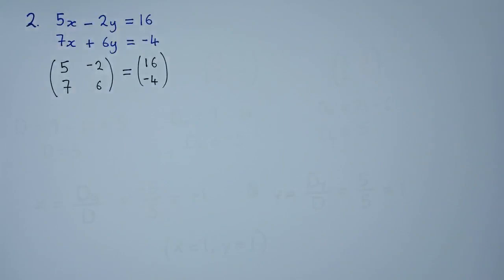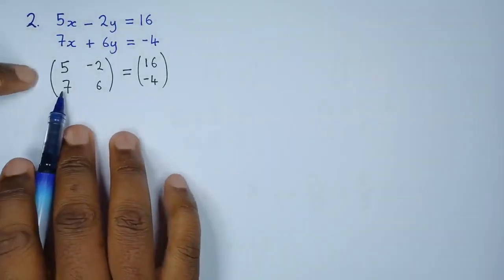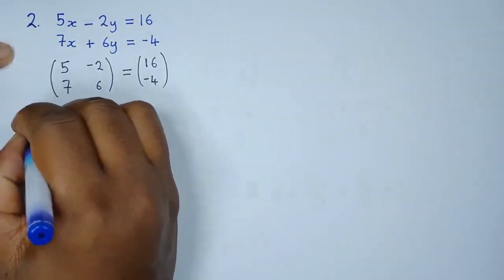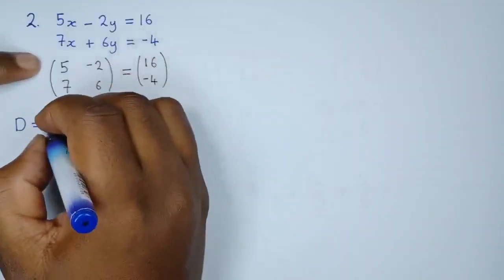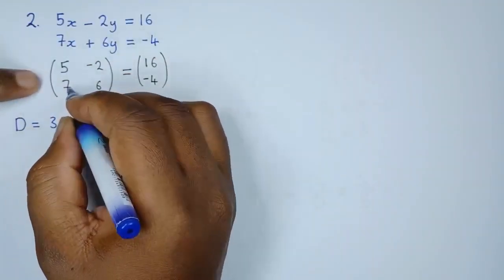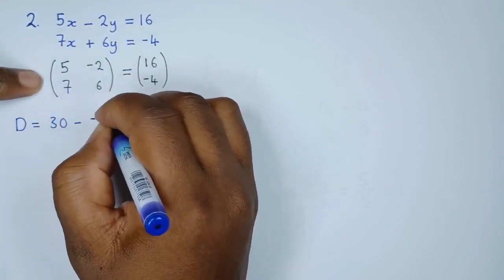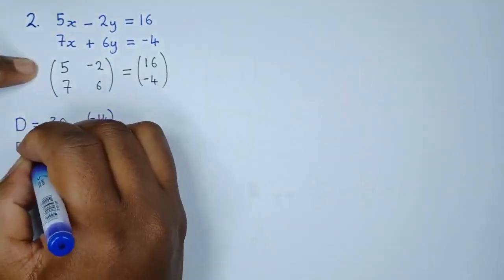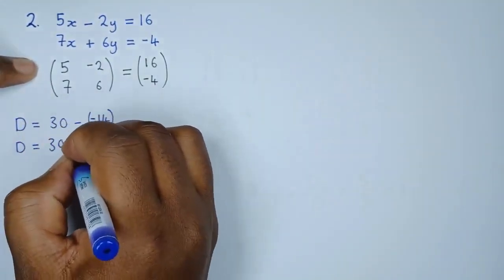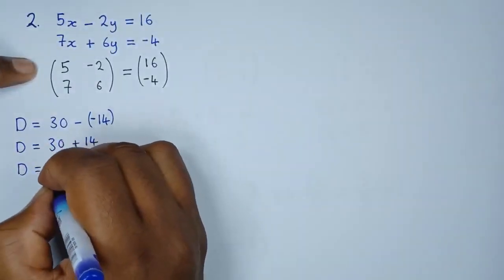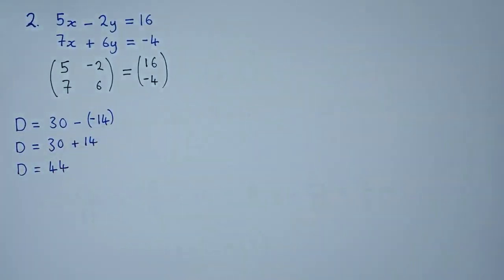Now remember, d is found by the determinant of this matrix that we have here. So d will be equal to 5 times 6, which is 30, minus -2 times 7, which should give us -14. So the value of d will be 30 plus 14, hence d is equal to 44. So we found the value of d. Let's find the value of dx.